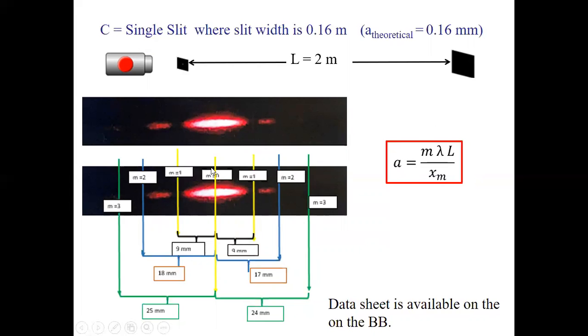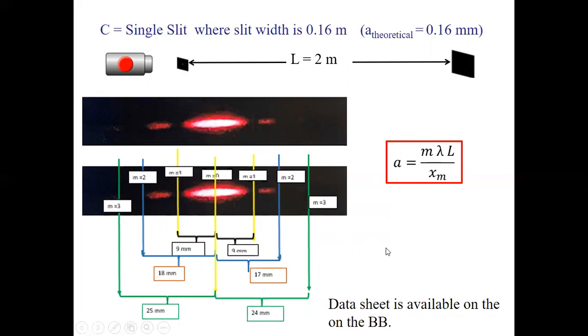As I mentioned, L is 2 meters, and we are going to use this equation to calculate a for each m value. M0 is the central maximum center point, and for M1, the distance from the center maxima to M1 is 9 millimeters to the right. So XMR is 9 millimeters. Similarly, XML for the first dark spot is 9 millimeters. So you may calculate the a value for the first order. Then for the second order, the distance values are again given.